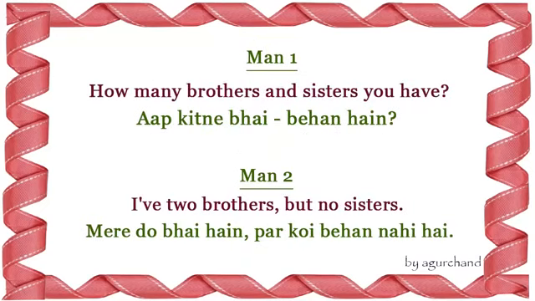How many brothers and sisters do you have? आप कितने भाई बहन हैं? So भाई and बहन. भाई means brothers. बहन means sisters. मेरे दो भाई हैं पर कोई बहन नहीं है. So मेरे दो भाई हैं means I have two brothers, पर कोई बहन नहीं है means I have no sisters.